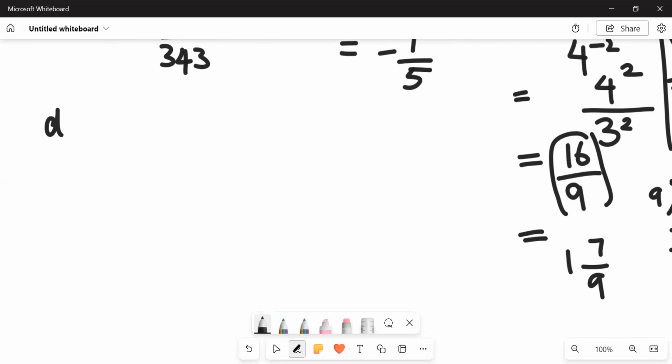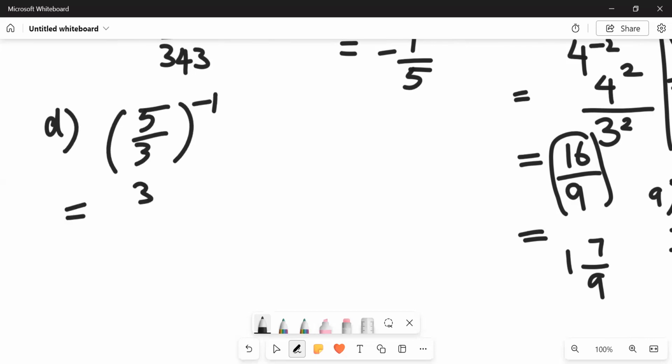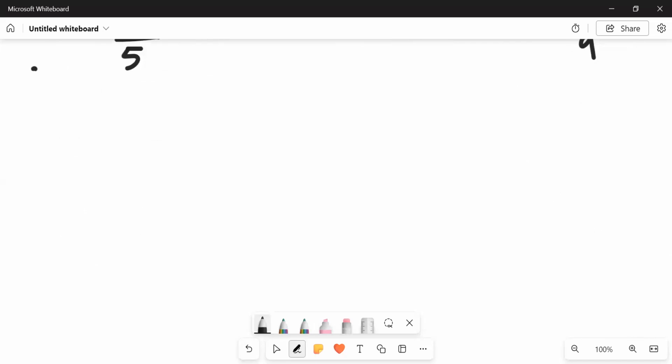Now this is D, 5 over 3 to the power minus 1. If I write it directly as 3 over 5, then its power will be positive 1. So this is 3 over 5. Now the fraction is a proper fraction, so we don't need to divide. Okay. Now question number 4.